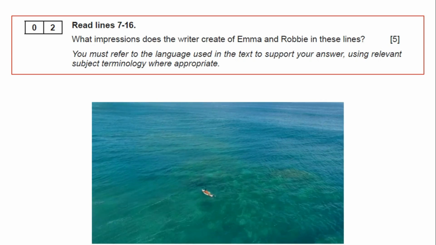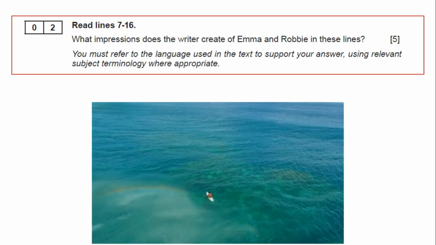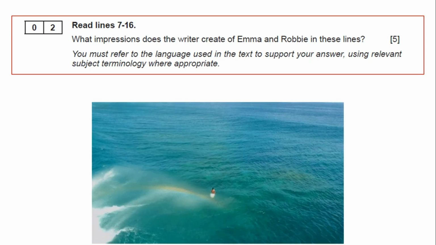Question 2, what impression does the writer create of Emma and Robbie in these lines? 5 marks. Must refer to the language used in the text to support your answer.